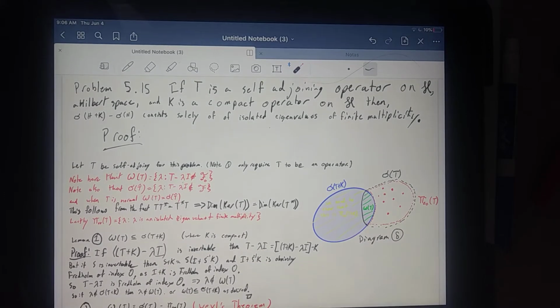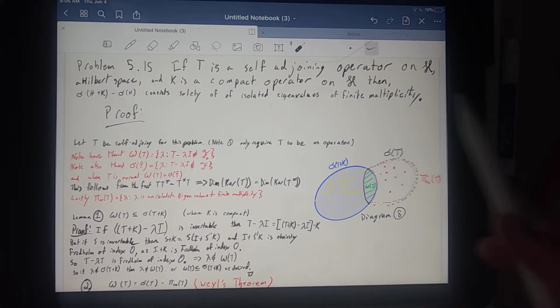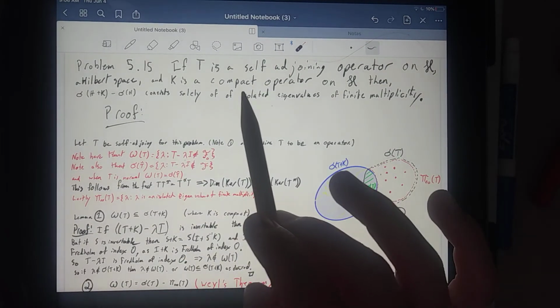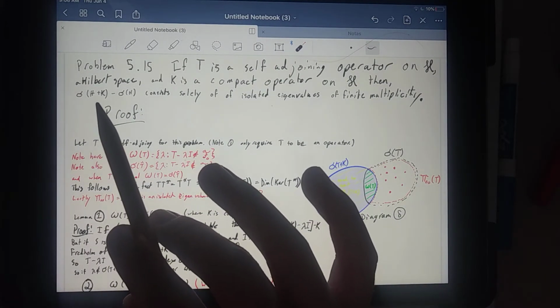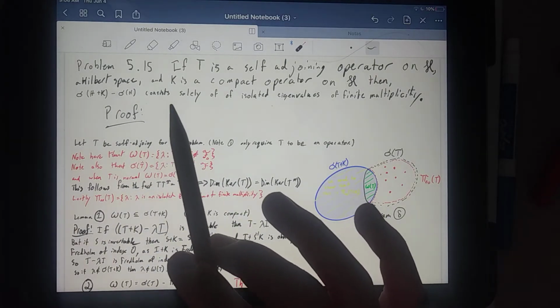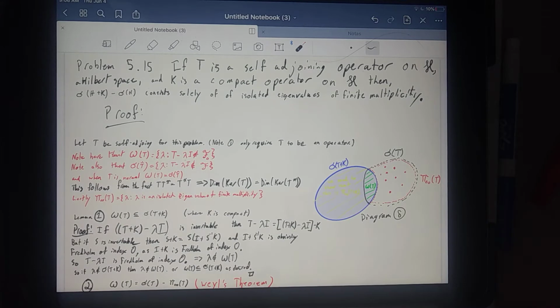Okay, y'all, so what we got now is problem 515. If T is a self-adjoint operator on a Hilbert space H and K is a compact operator on H, then sigma of H plus K minus sigma of H consists solely of isolated eigenvalues of finite multiplicity.